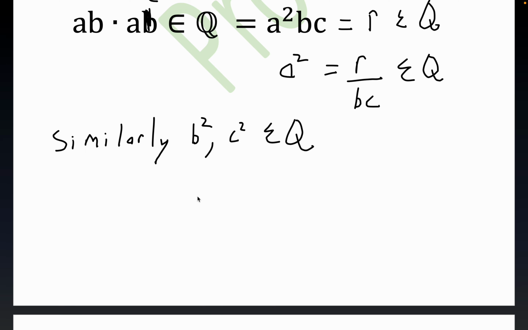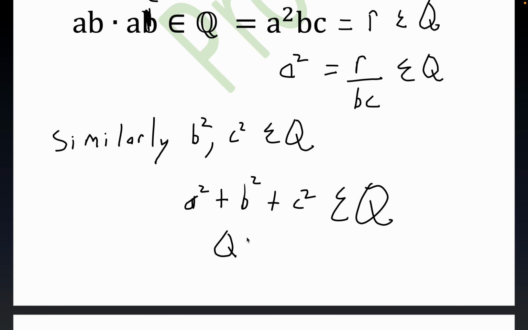So we can conclude that a squared plus b squared plus c squared is a member of Q, is a rational number if you want to go to the trouble to utter it. And it's QED time.